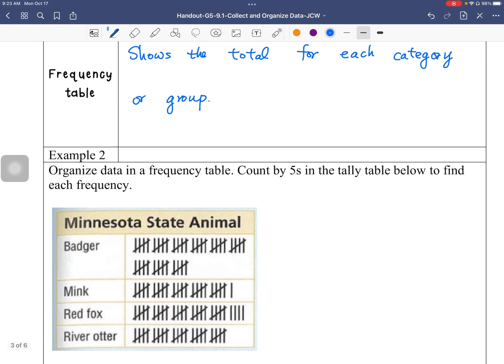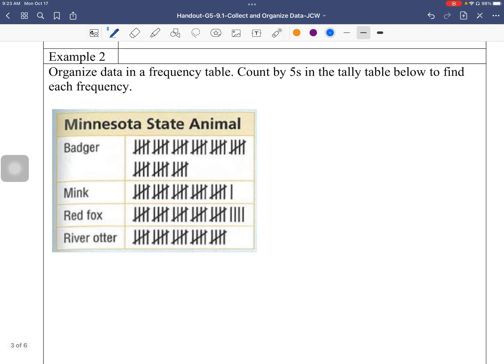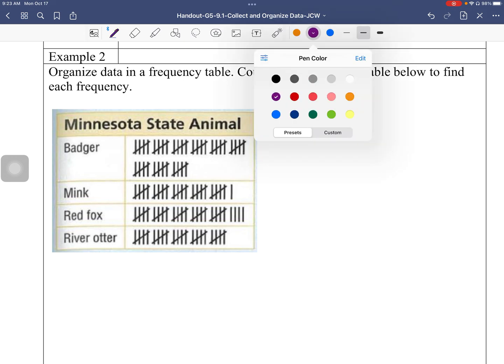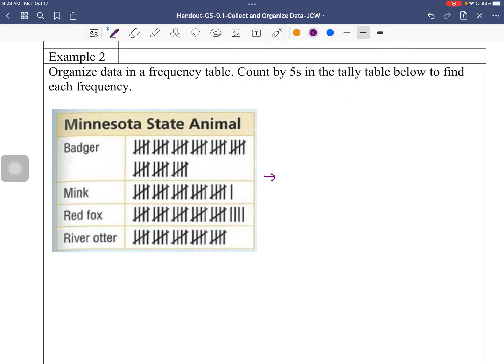So example 2, how do we organize data in a frequency table? So we count by 5. So 5, 5, 5, 5, 5. After we count by 5, check, 1, 2, 3, 4, then 5. We can therefore switch our data by count into something called a frequency table. So this is a frequency table. This is the Minnesota Animal Survey.